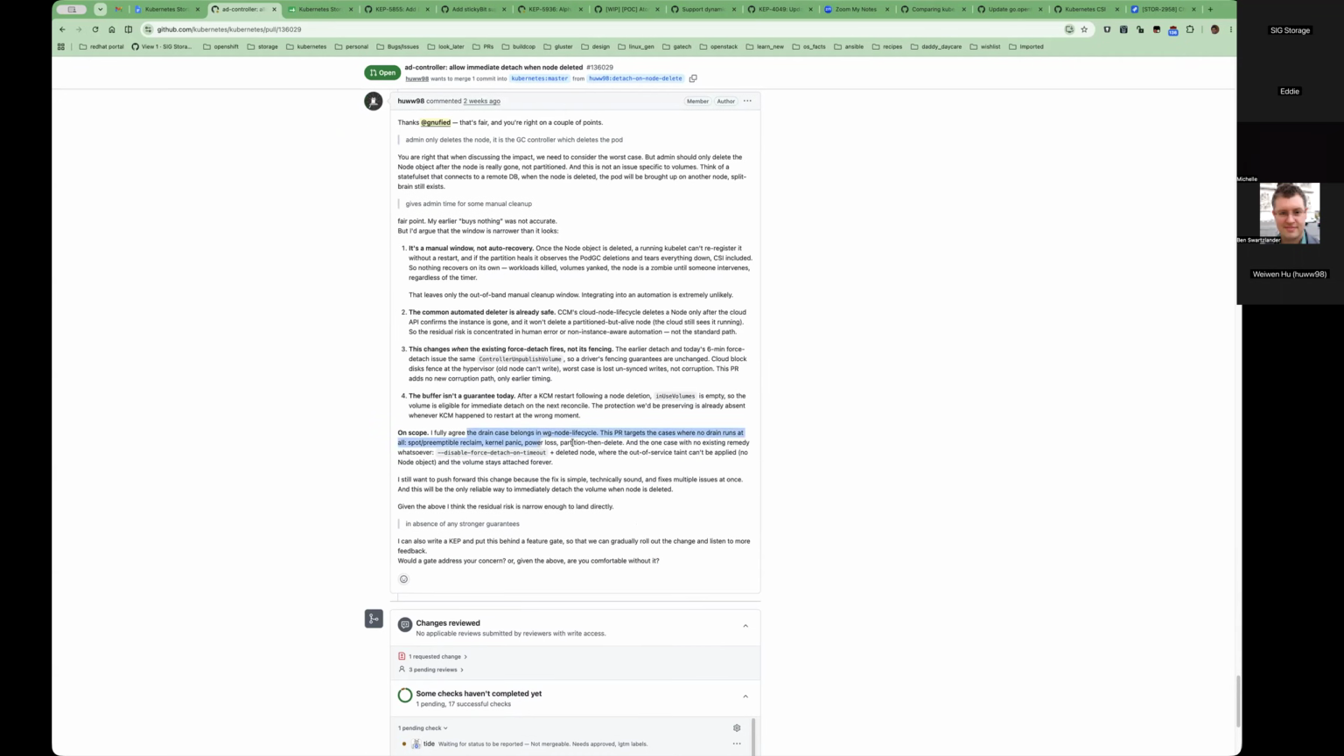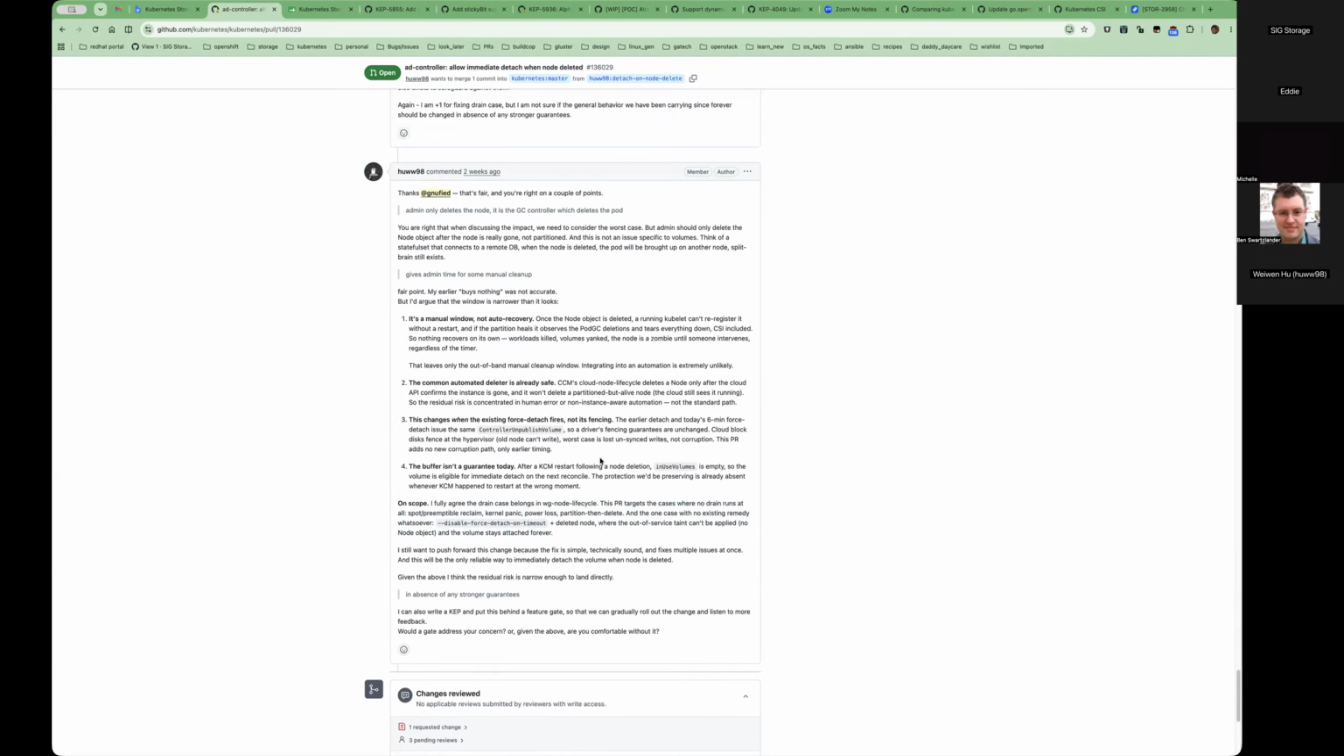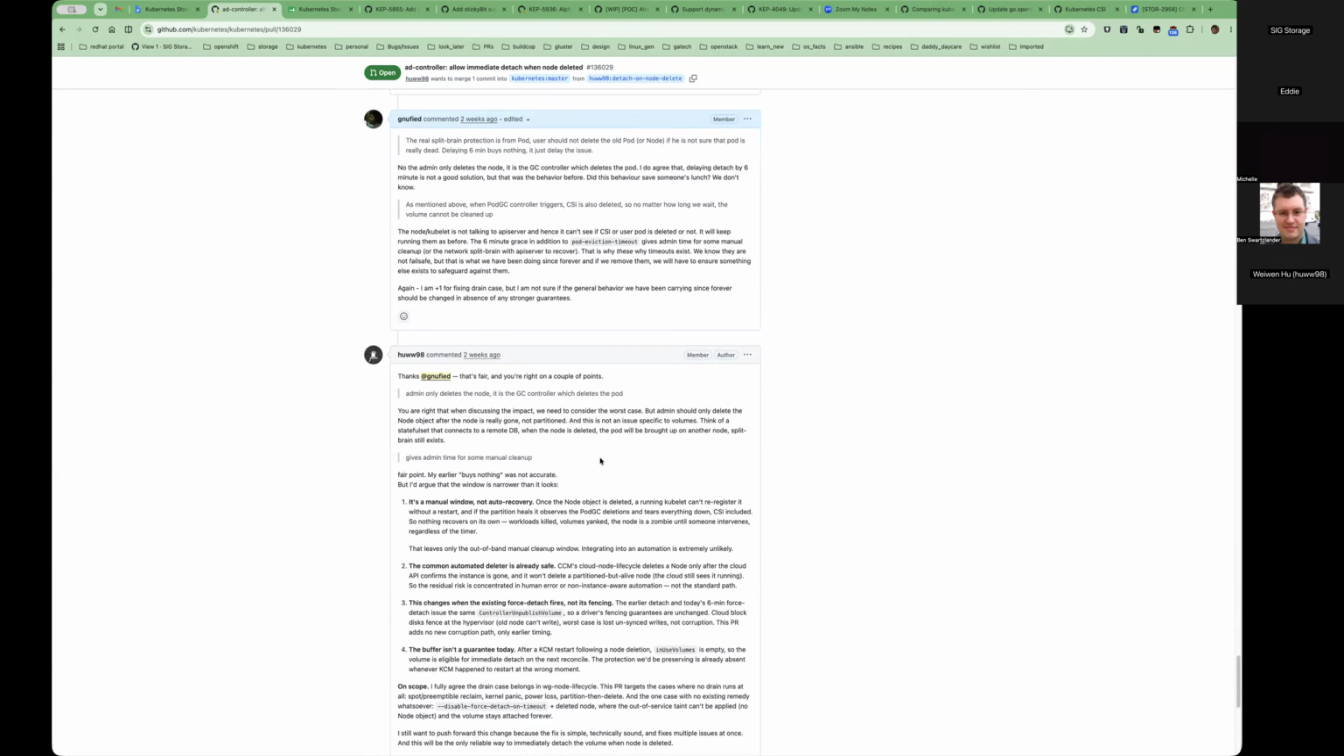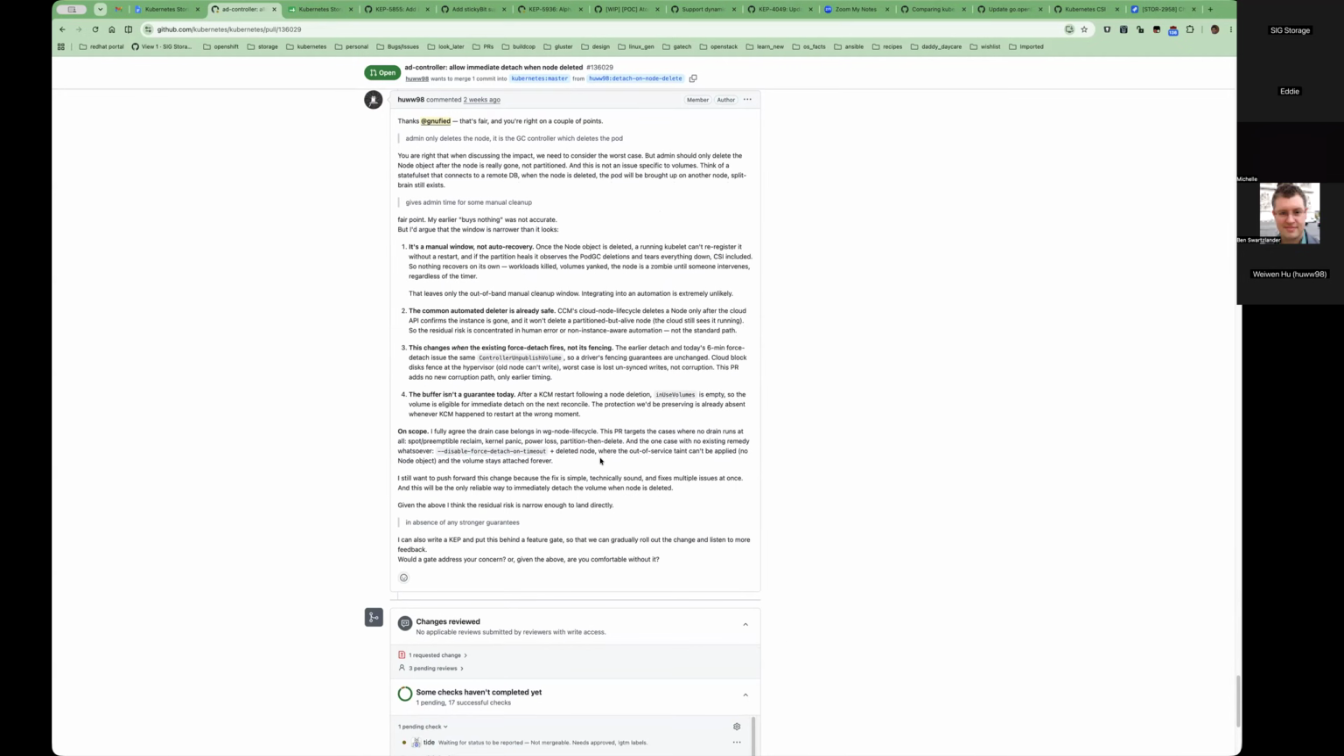So okay, the drain case belongs to WG. If we accept this PR, then we also do not have an issue with drain, right? You drain the node, drain is finished or not finished, you delete the node, and then your volumes will be detached actually. Yeah, that is another benefit. But you have to make sure that you're timing it right. You're only deleting the node after you know that all your pods have been drained and are not running.